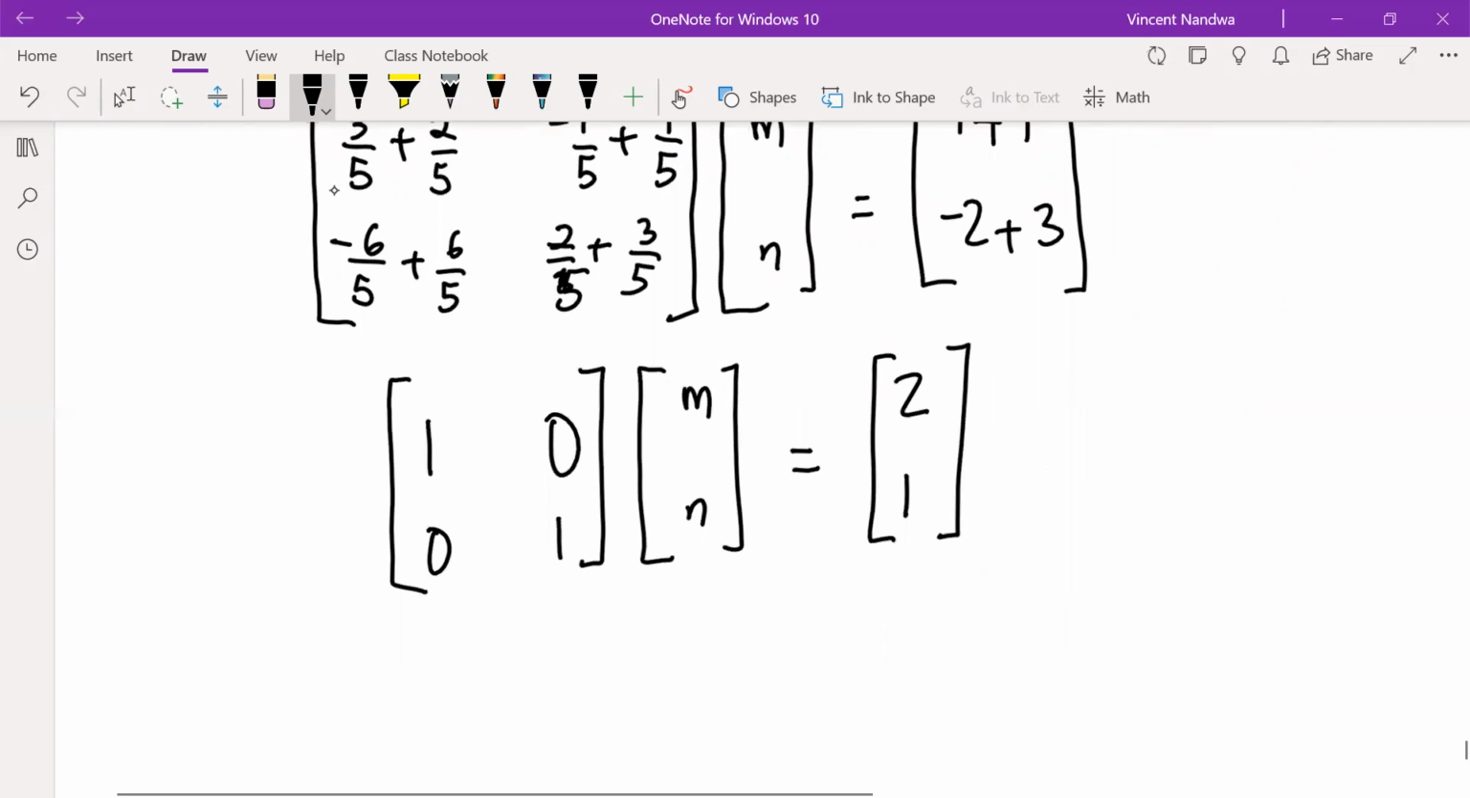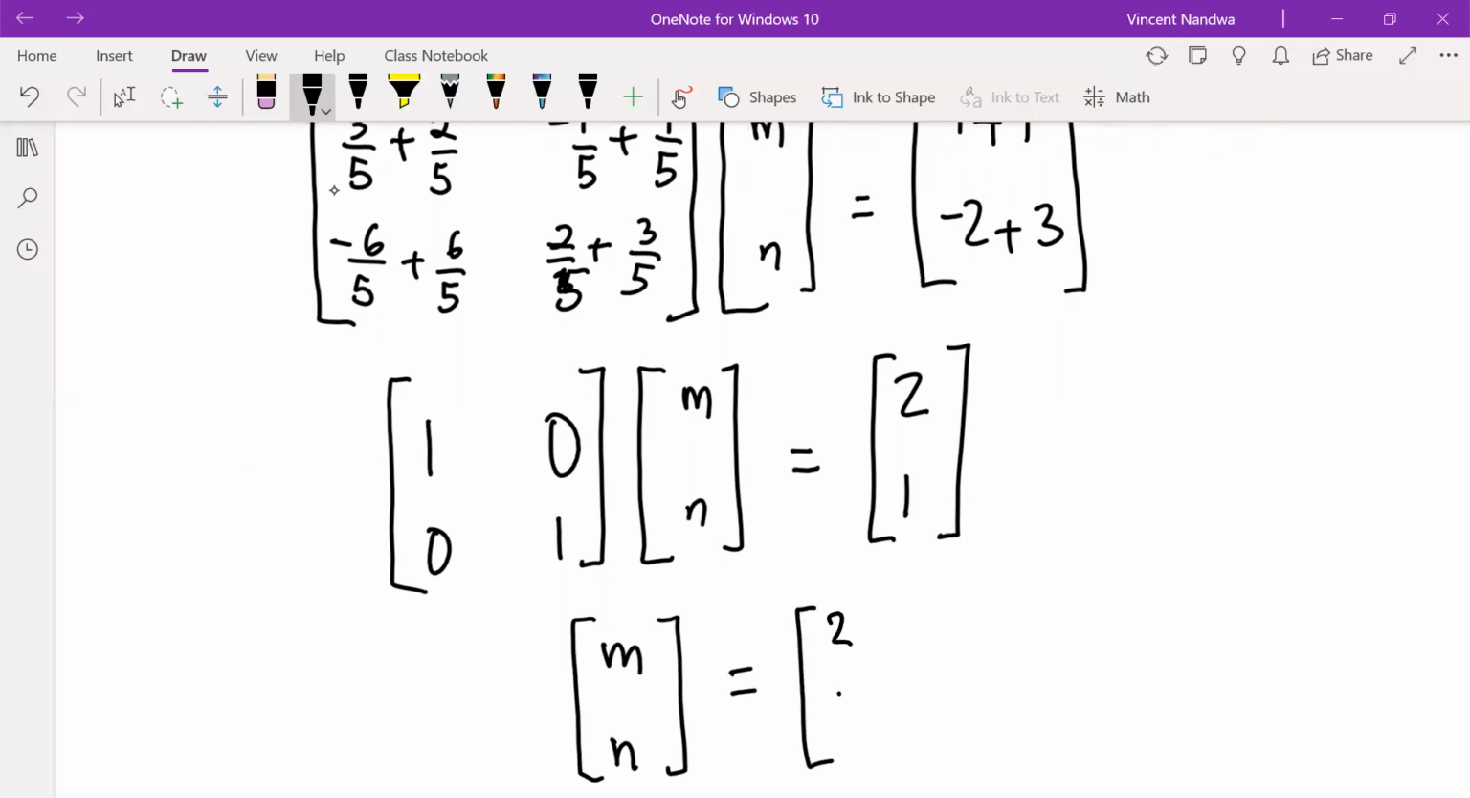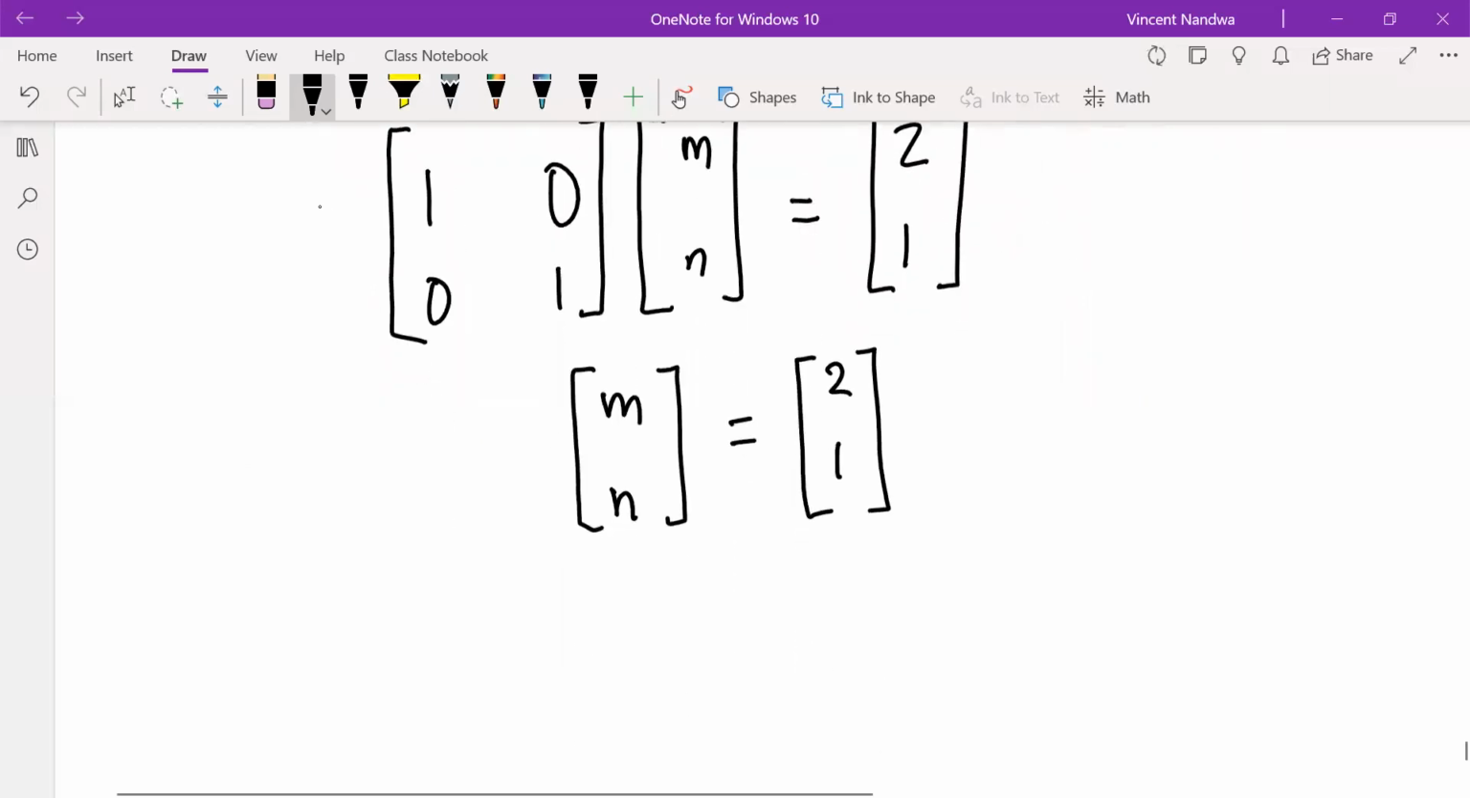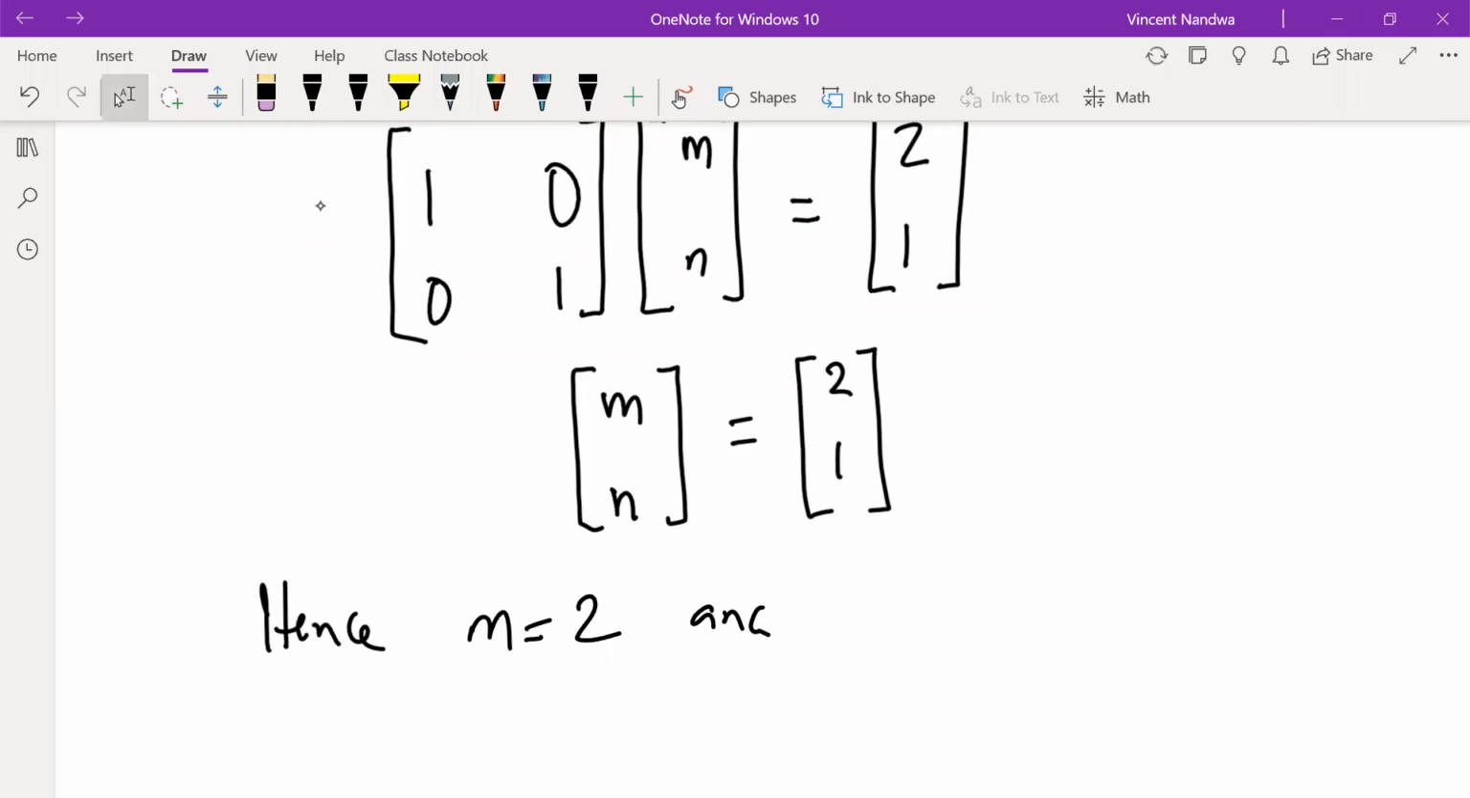1 by m plus 0 times n is m. 0 by m is 0 plus 1 times n is n. Hence, m equals 2 and n equals 1. So that is the solution of that given equation. x equals 2 and y equals minus 1, m equals 2 and n equals 1.